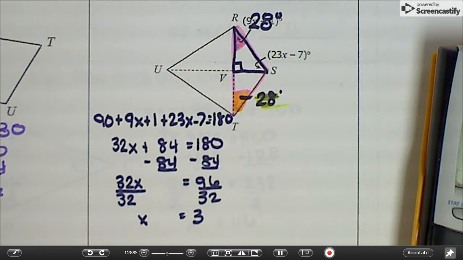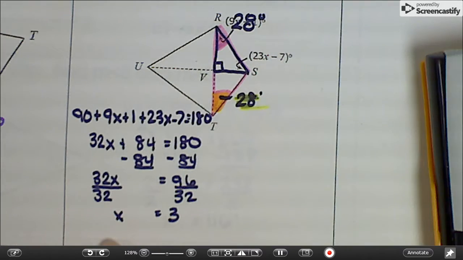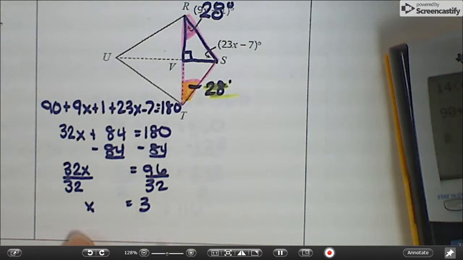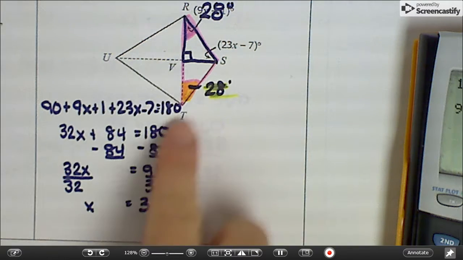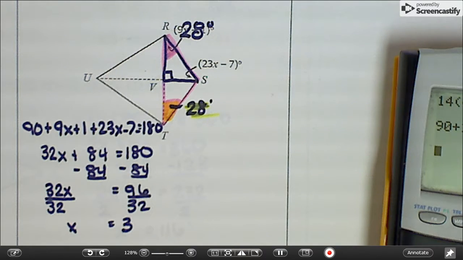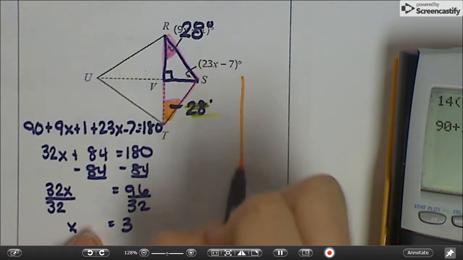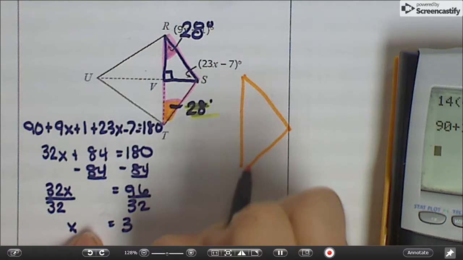Okay, that's one way. The other way would be, and you don't have to watch this, but I would like you to watch the next part, so I would. The other way would be to look at that isosceles triangle to begin with. If we do that, and I'm going to redraw it just so you can kind of take a look. I'm just drawing that part.